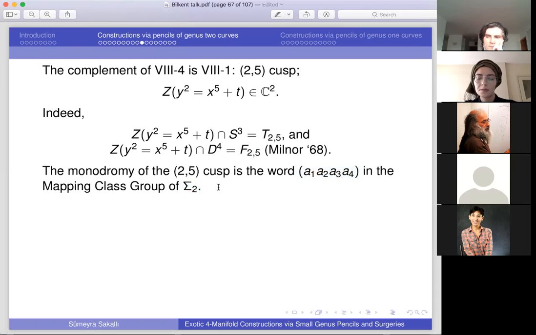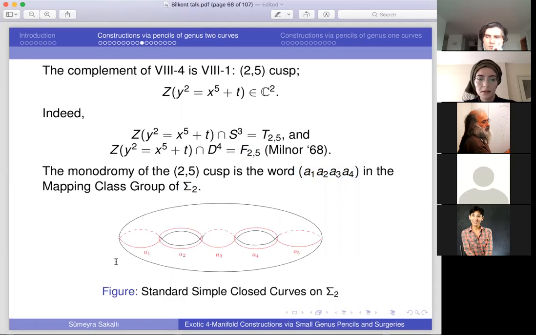And I will explain this a little bit. So let's say that I'm taking this genus 2 surface. It is my generic fiber in the fibration. And on sigma 2, we have the standard simple closed curves, A1 up to A5. And when we say this word in the mapping class group of that surface, it means that each letter here, each Ai, is a Dehn twist around the corresponding loop on our surface. So these are just Dehn twists, and it is an element of the mapping class group.